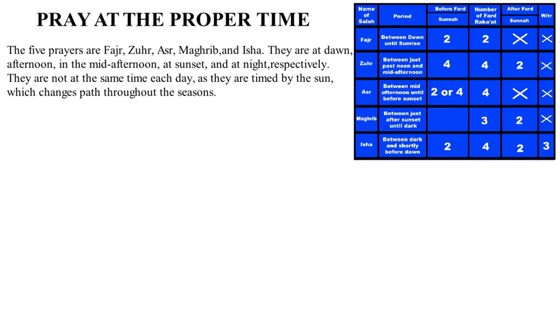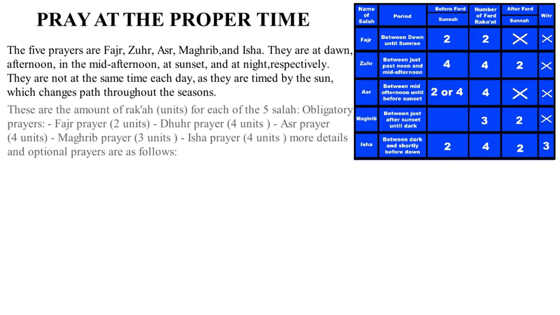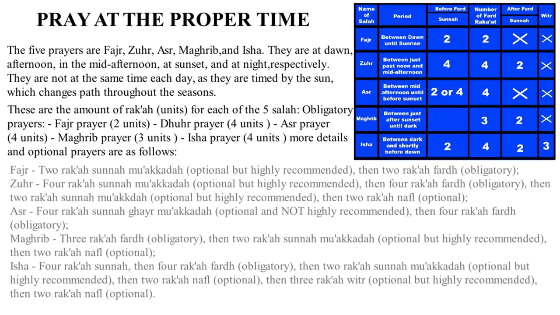These are the amount of rak'ah, units, for each of the 5 salat, obligatory prayers: Fajr prayer, 2 units, Dhuhr prayer, 4 units, Asr prayer, 4 units, Maghrib prayer, 3 units, Isha prayer, 4 units.